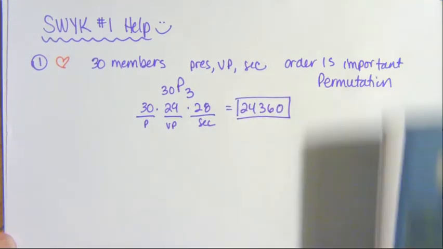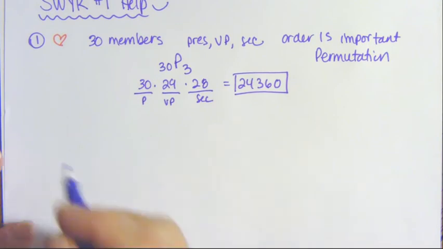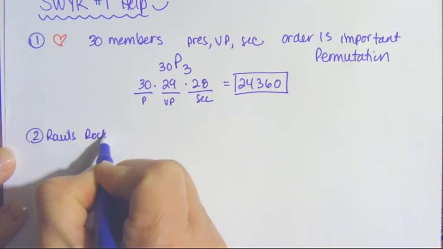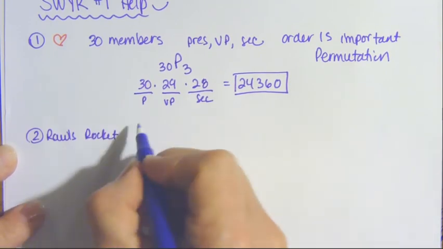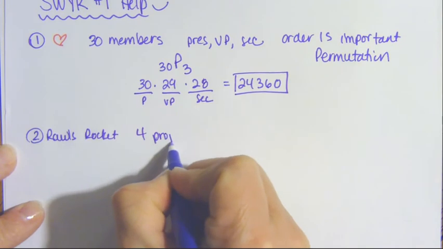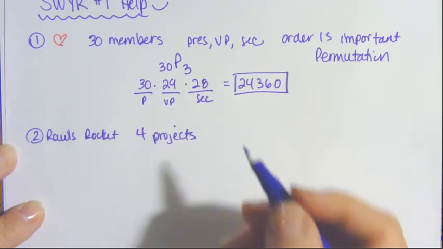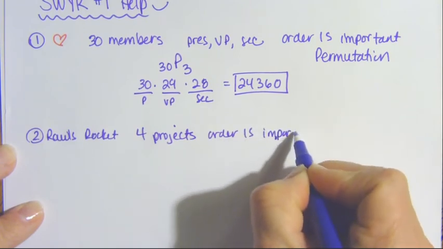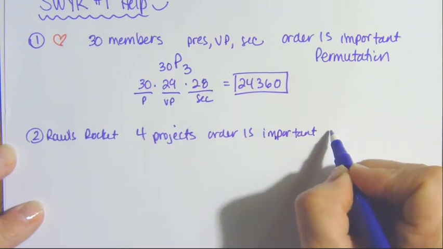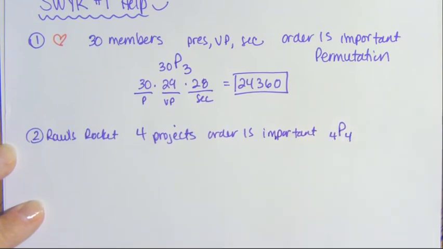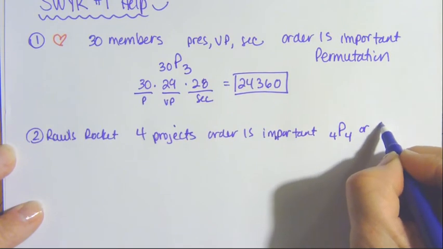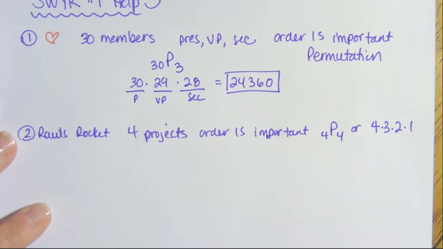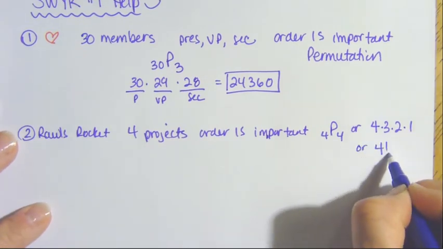All right, another problem that you guys have on there is one that talks about the Rawls rocket to success, something like that. Again, I'm just going to say that I have 4 projects, and I want to know all the different ways that I can do these projects. Again, the order is important, so that's another permutation. So I could do 4P4. Or I could just do 4 times 3 times 2 times 1. Or we even talked about that just being 4 factorial.